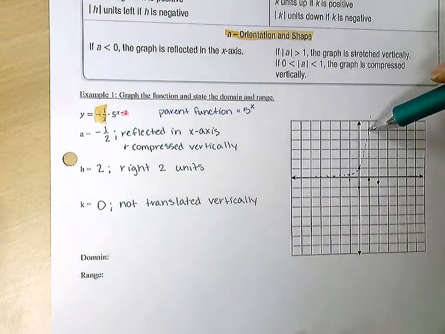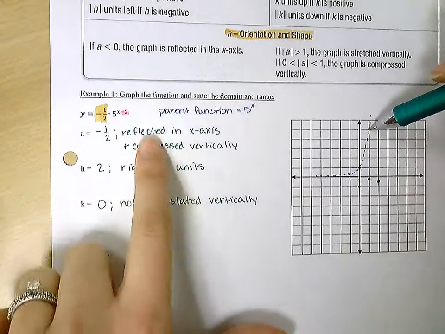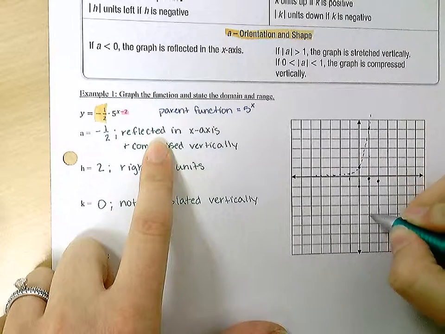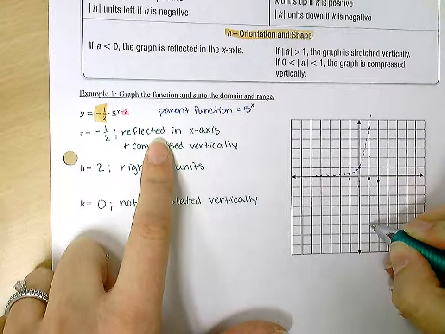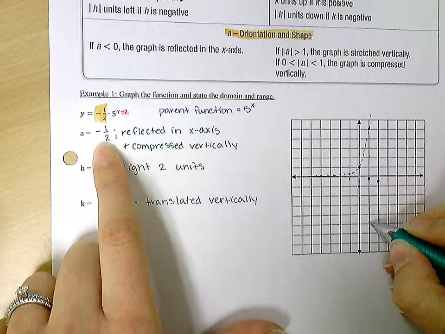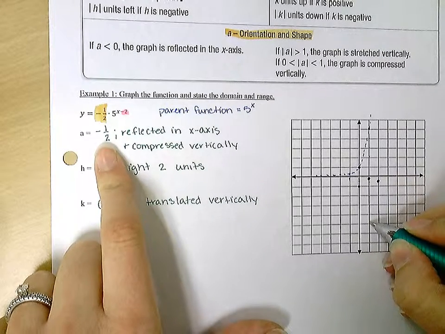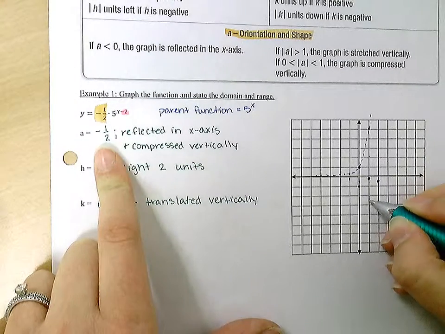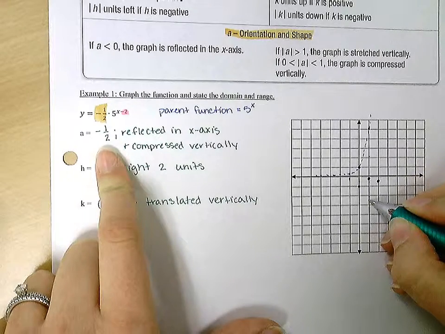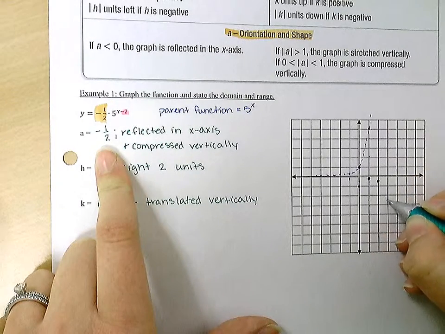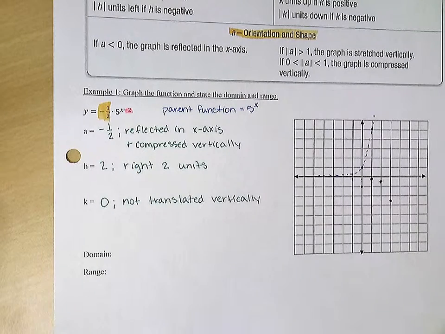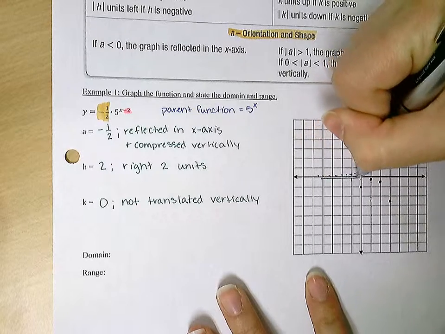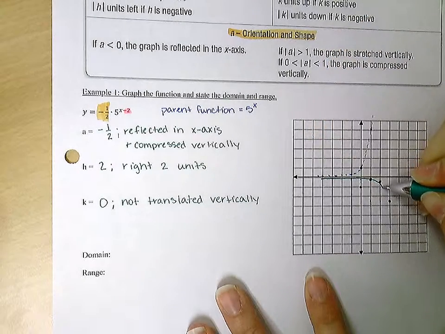Okay, now this point 5 right here, again, reflected in the x-axis. So now it'll be at -5. That's right here. Okay, you multiply it by 1/2. 5 times 1/2. So 5 divided by 2 is 2.5. So that would be here. And then I need to move that right 2 units. Okay, so those are my new coordinates. And then I can connect them.